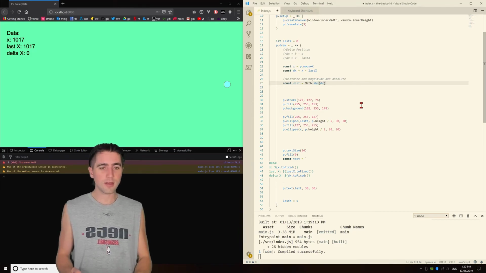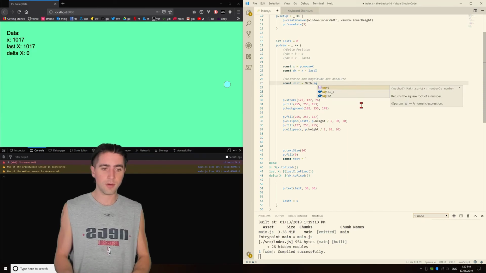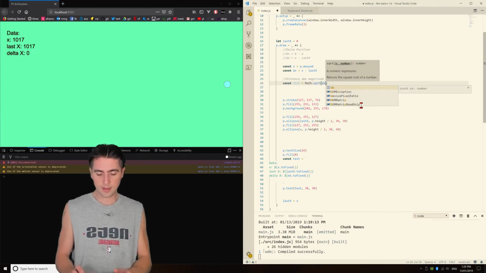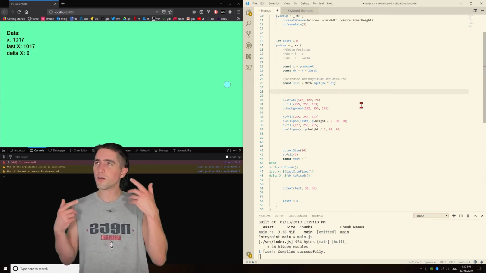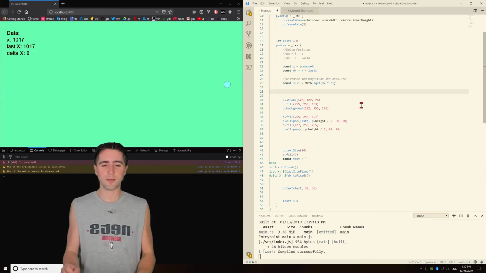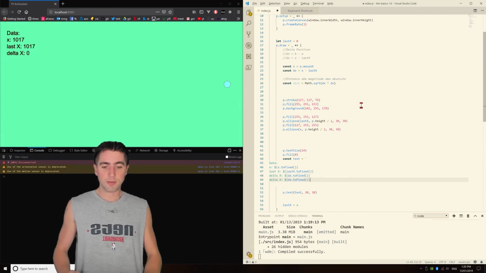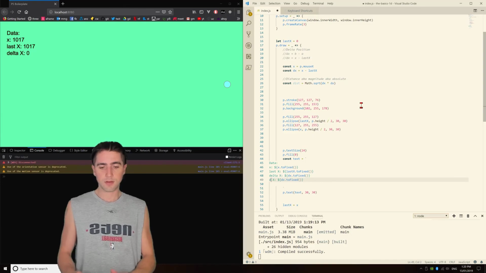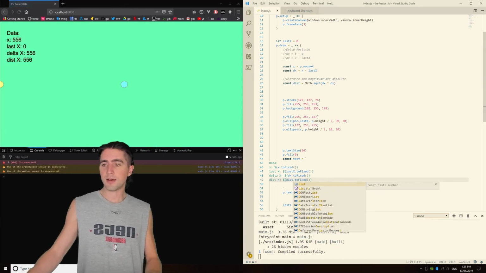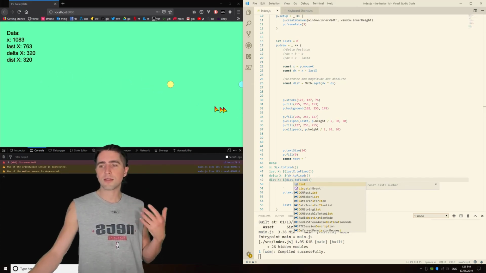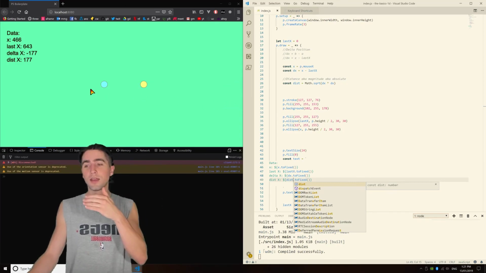So I'm going to change this. Instead of absolute of dx, I'm just going to say it's the square root of dx times dx. Kind of the same thing, but we're thinking about how to manipulate these numbers. Okay, I'm just going to print that distance as well. So dist and then dist, and we'll go ahead and test that out. So it's essentially the same as delta x, but when we go in a negative direction, it'll stay positive.